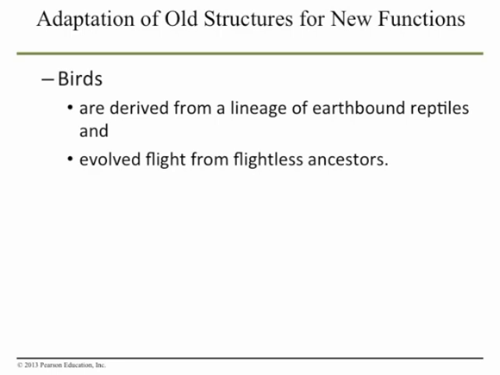So birds are derived from a lineage of earthbound reptiles. So basically dinosaurs. They are a lineage of dinosaurs. And they evolved flight from flightless ancestors. So birds evolved flight. How did this happen? Did they all of a sudden think, okay, I'm going to sprout wings and start flying? No, that can't happen that way. Oftentimes, things evolve for drastically different purposes than they eventually take on.